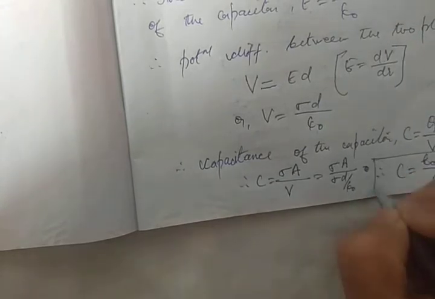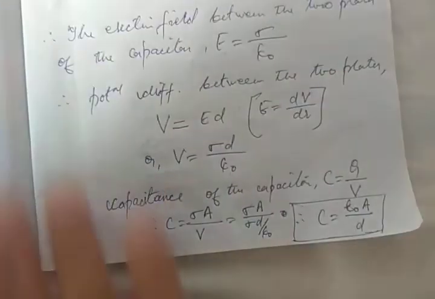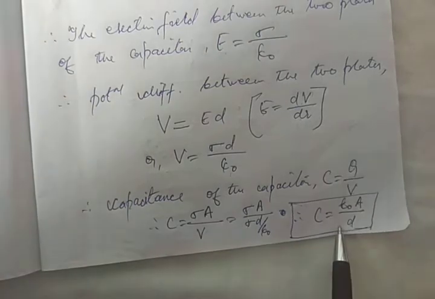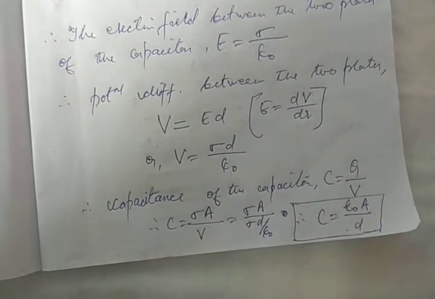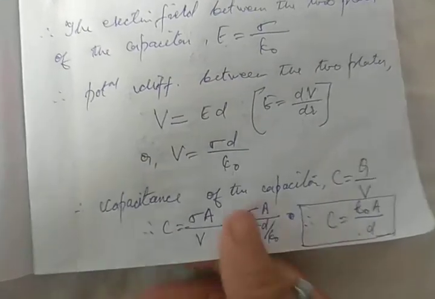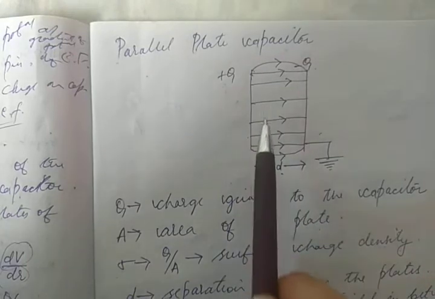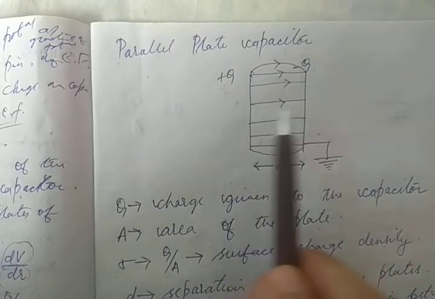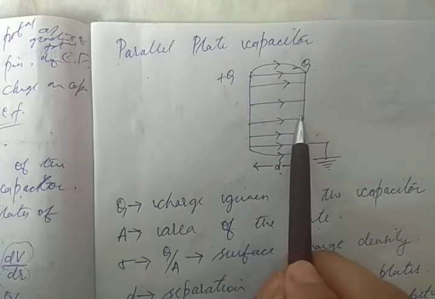This is the expression for the capacitance. C is epsilon naught A by D. So this is the expression for the capacitance of a parallel plate capacitor, or to be more precise, a parallel plate air capacitor. Now what is an air capacitor? An air capacitor is a capacitor in which you don't have anything else in between the two plates. Anything else meaning there is only air in between the two plates, nothing else. We'll talk about this too.